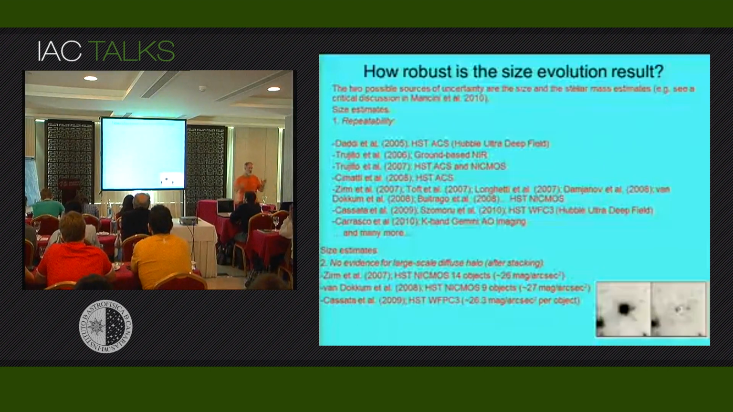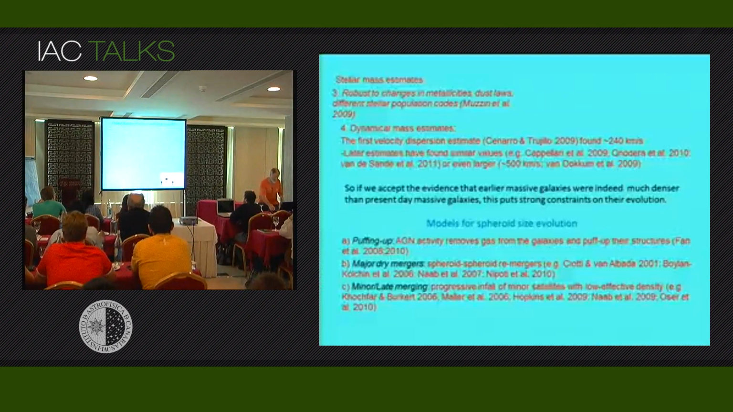First of all, they get a result where they have size evolution of massive spheroids. That is to say, these massive spheroidal systems are very compact at z equals 2, and things of similar mass are much bigger now, or things with the same radius are much less massive. And they try to see why this is. Basically, there are two different ideas which they're testing. Look at where it says at the bottom, models for this spheroid size evolution. One is what they call puffing up.